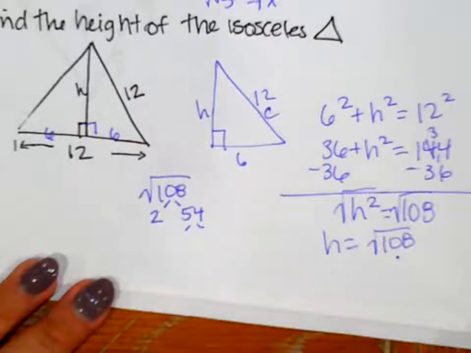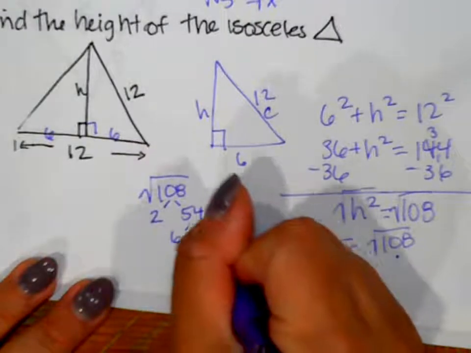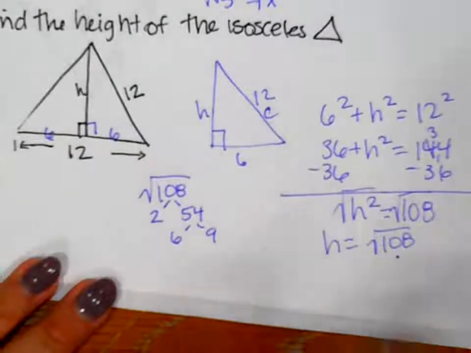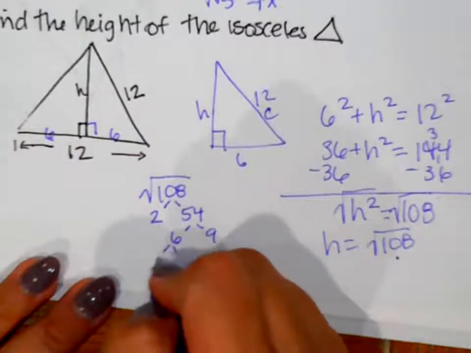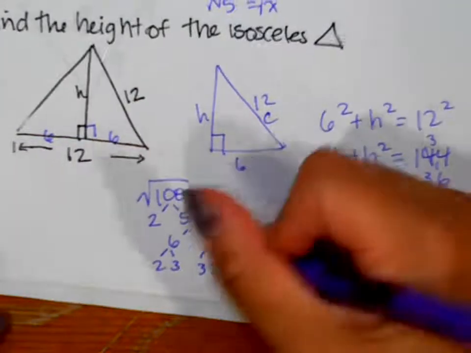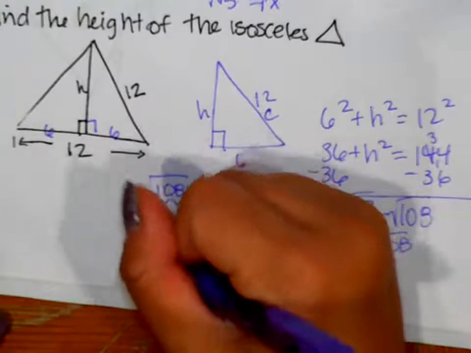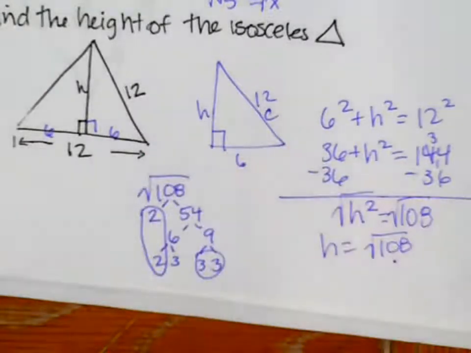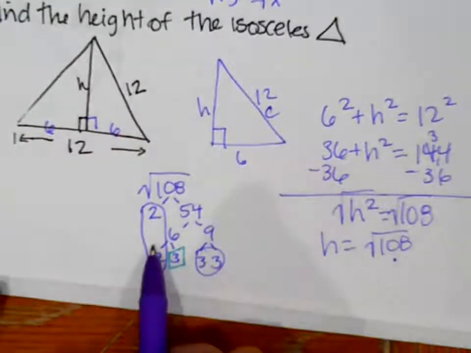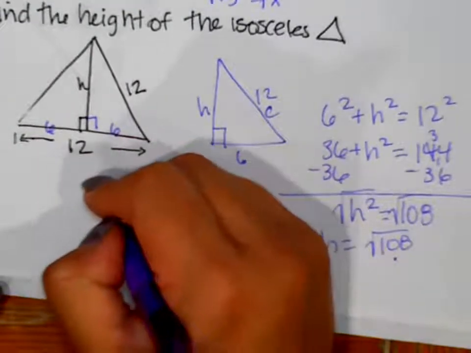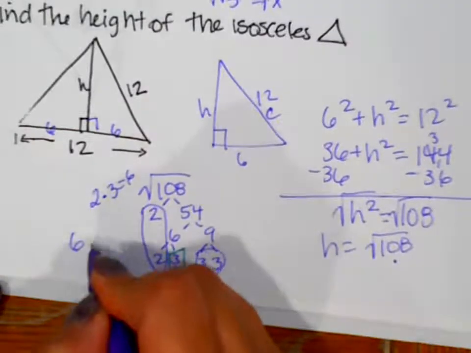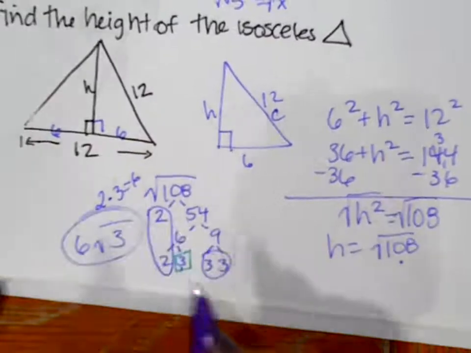Now that I got 54, I can break that one down into 6 and 9. If you didn't see 6 and 9 and you went 2 and something else, by all means, break it down however you can see it. I've got 2 and 3 and 3 and 3. All right, what do you have a pair of? I've got a pair of 3s right here. I've got a pair of 2s right here. And I've got this guy stuck inside by himself. I've got a 2 and a 3 coming out. So a 2 and a 3 are out, which gives me 6. This guy's stuck inside. Your answer is 6 rad 3.